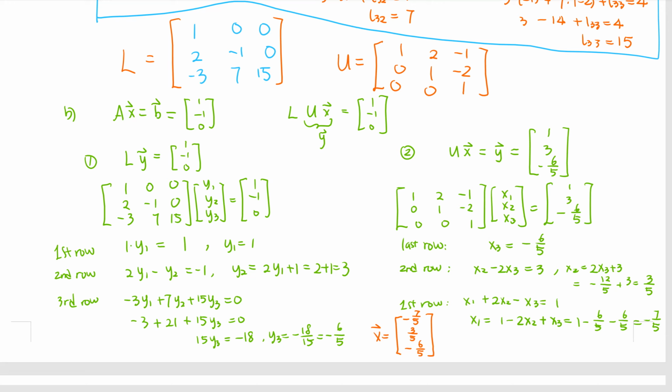All right. So now we have talked about the 2 methods, the Doolittle's method and the Crout's method. And we also talked about the 2 main uses of the LU factorization. One is computing the determinant. The other one is using it to solve the system of equations. Okay, so let's continue to talk about the Cholesky's method.